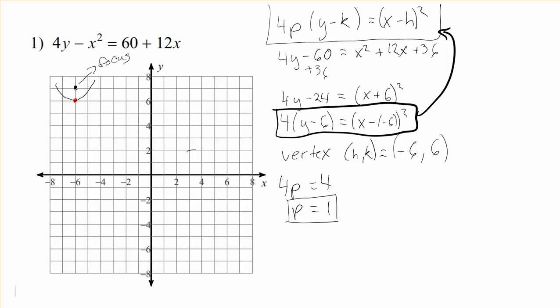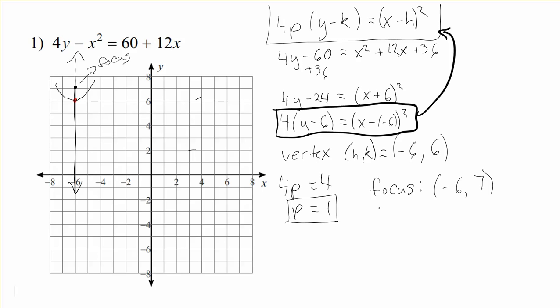The focus is always inside your parabola. So the location of the focus has the same x value as the vertex, negative 6, because it's on this axis of symmetry. So I can draw the axis of symmetry for you. There we go, there's our axis of symmetry. The focus is on the axis of symmetry, and it's 1 unit up from the vertex. So it's at negative 6, 7.